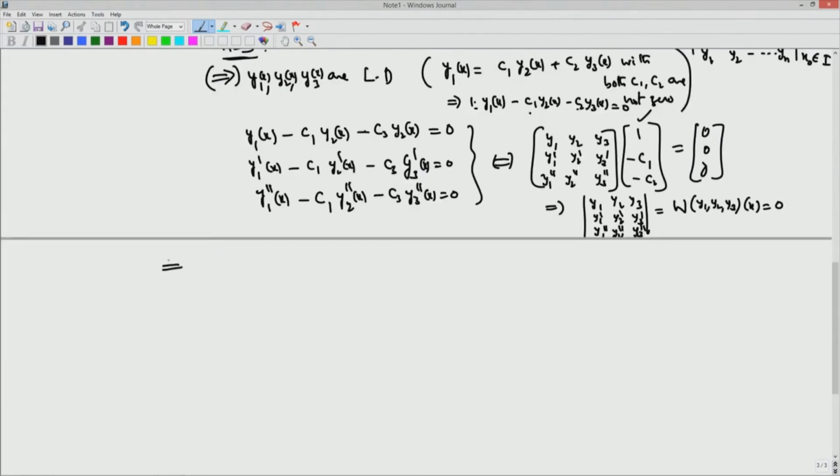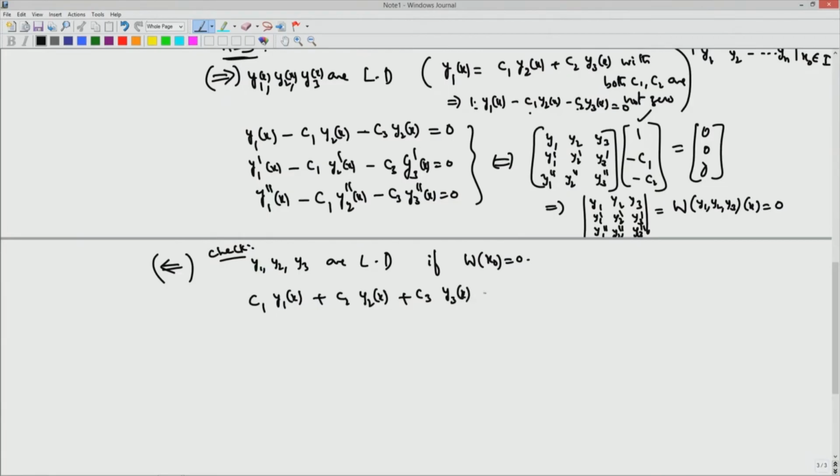So, let me prove it the other way. Assume that the Wronskian is 0 at some point. I want to check whether the functions y1, y2, y3 are linearly dependent. This is what you want to prove. Check this if the Wronskian at x naught is 0. Then what you do is make a linear combination: c1 y1 of x plus c2 y2 of x plus c3 y3 of x equal to 0 for every x belonging to I.